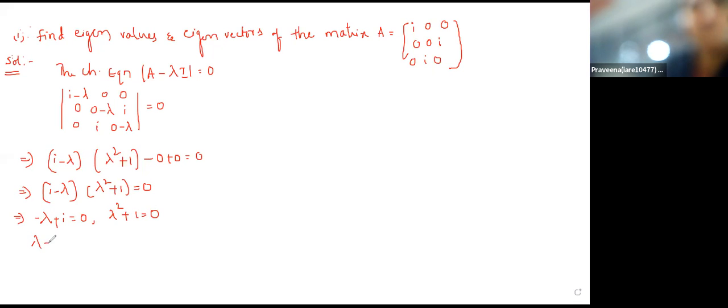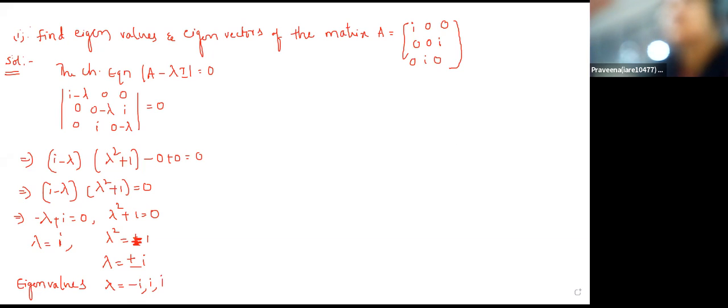In that, lambda is equal to how much? Tell me. I, the first one is I. And what about this? Lambda square is equal to what, ma? This is minus 1. From that, lambda is equal to plus or minus I. Okay, therefore, what are the eigenvalues? Lambda is equal to minus I, and I. Just copy this. After that, I'll start the eigenvectors.